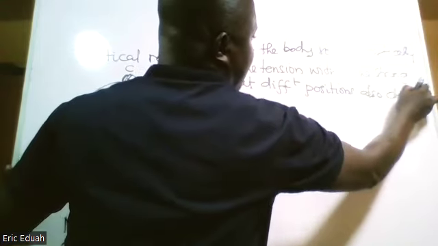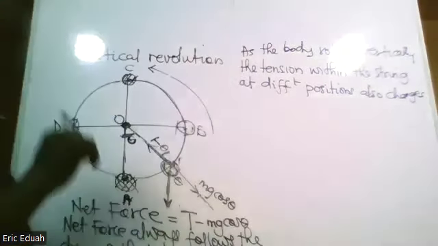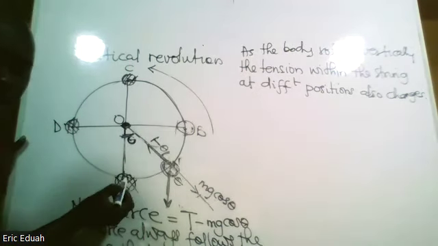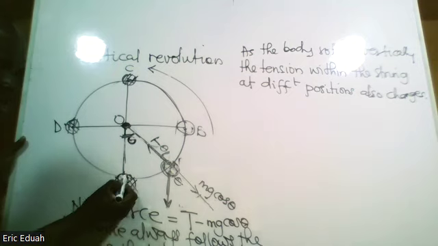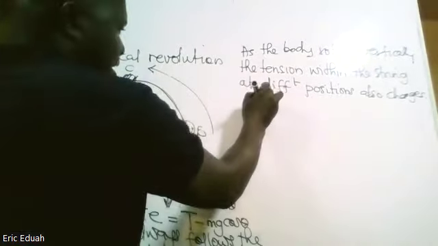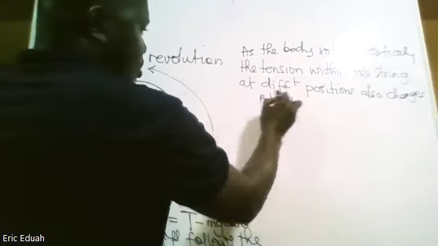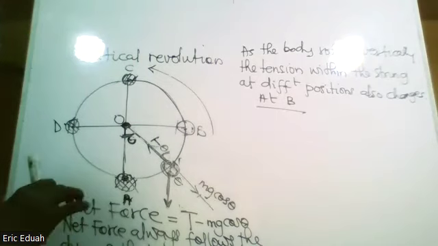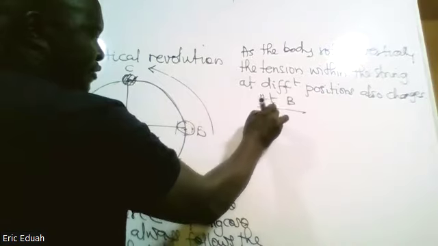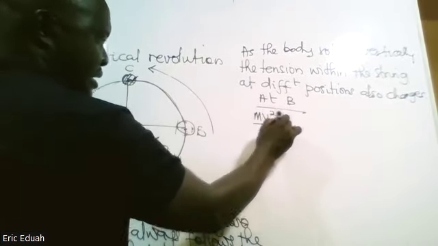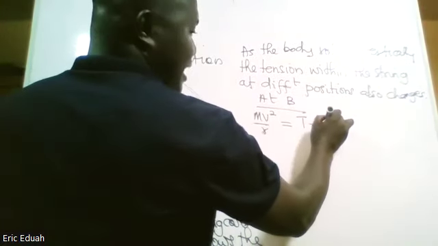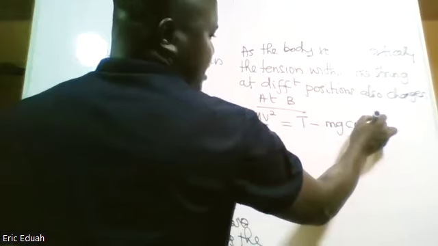Chris, are you there? Yes, please. Okay. So if the body moves from the starting point, the reference point, and then moves from A to B, at B, what is the tension in the string? We'll use mv squared over r is equal to T minus mg cos theta.